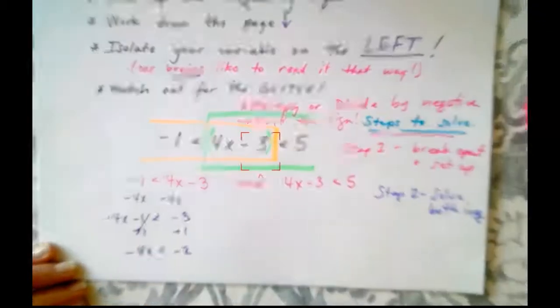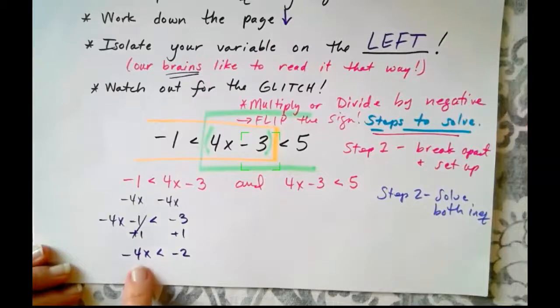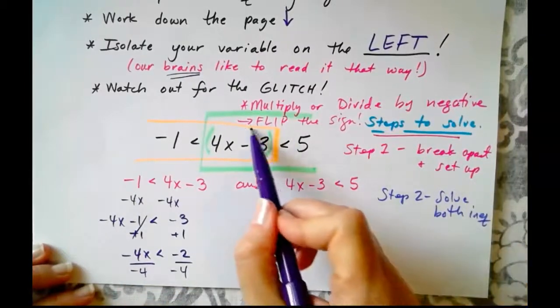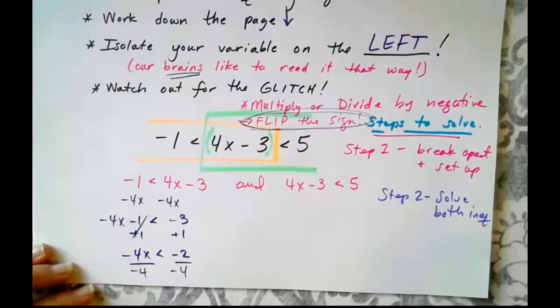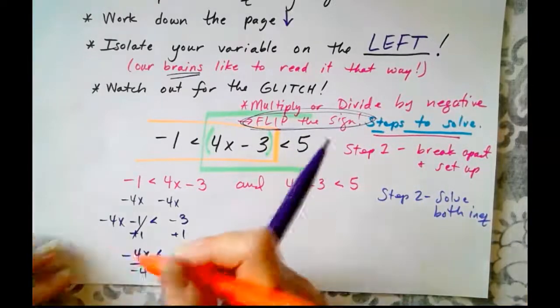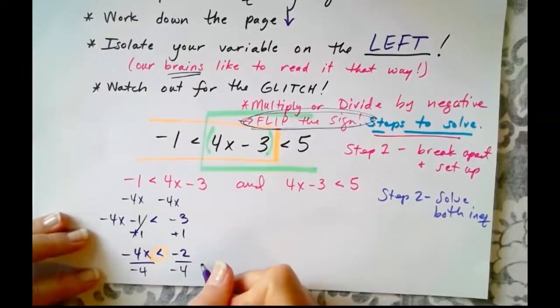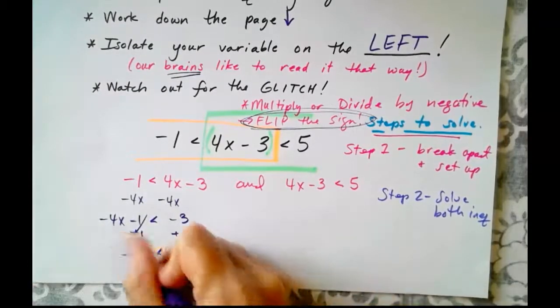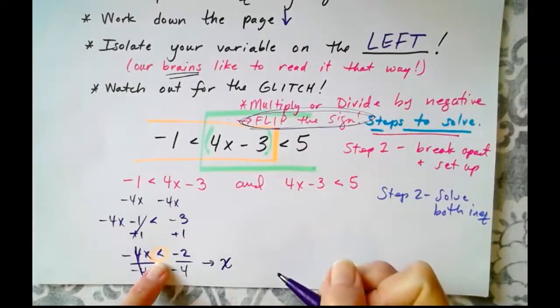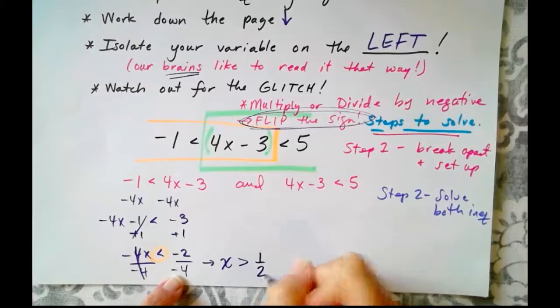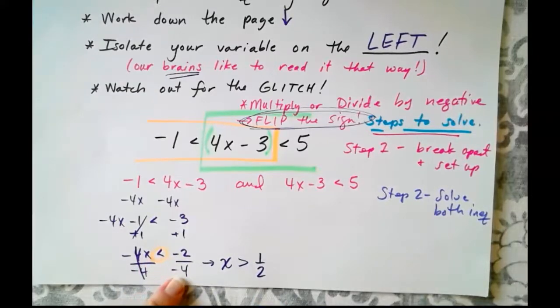And the glitch is about to happen here because I am about to divide by negative 4. And when I divide or multiply by a negative, I got to flip that sign. So I'm going to highlight it because I don't want to miss it. Right down here at the bottom, I'm sort of out of room, so I am going to move to the right here. Those 4's cancel. X was less than, now it is greater than 1/2. Negative 2 over negative 4 reduces to positive 1/2. So this is the first part of my solution set.